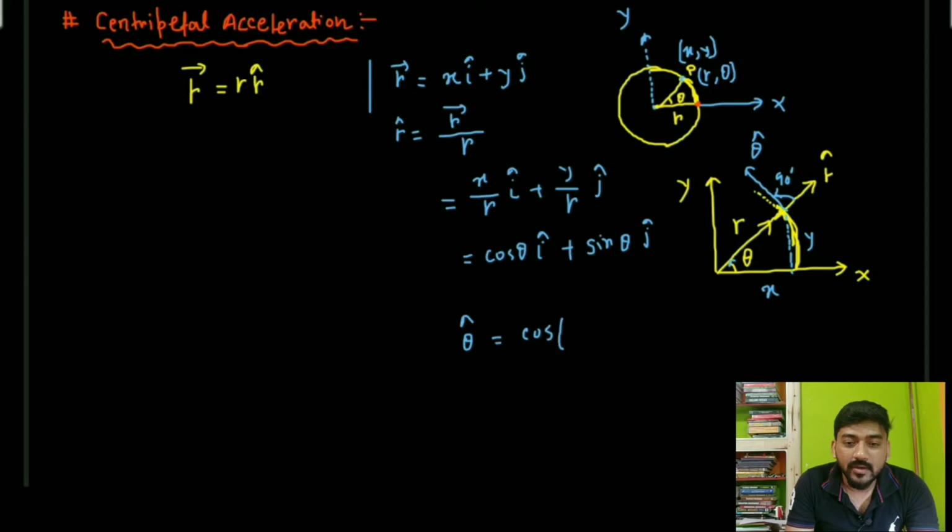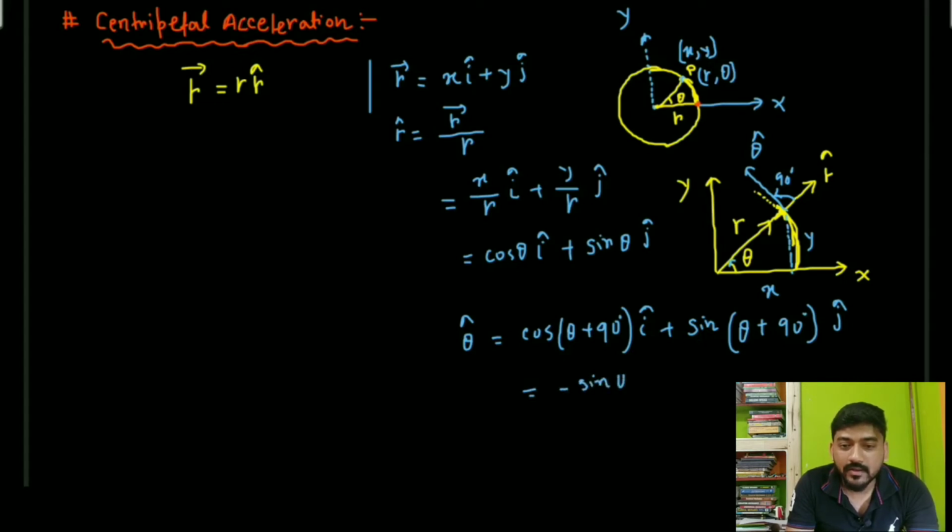So theta cap will be nothing but cos of theta plus pi by 2, or theta plus 90 degrees, i cap plus sin of theta plus 90 degrees j cap. So cos of 90 plus theta is nothing but minus sin theta, so it will be minus sin theta i cap, and sin of theta plus 90 is nothing but cos theta, so it will be cos theta j cap. Okay, so these are the actual expressions.